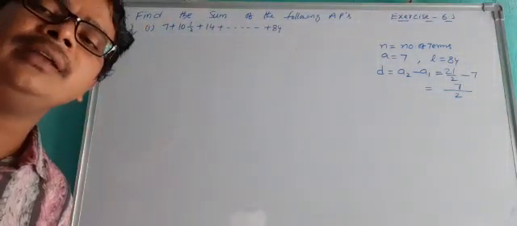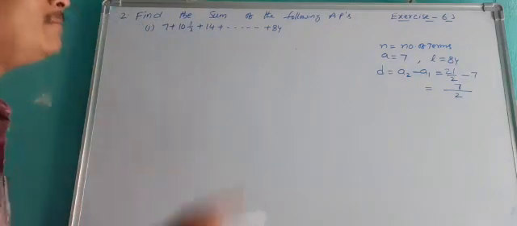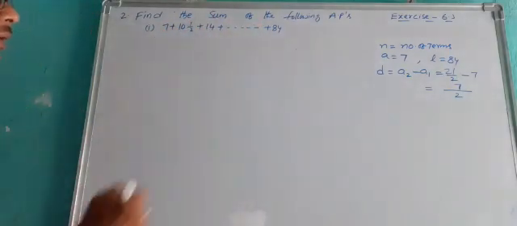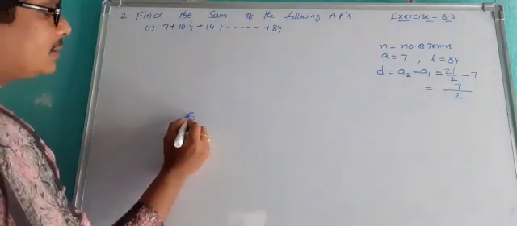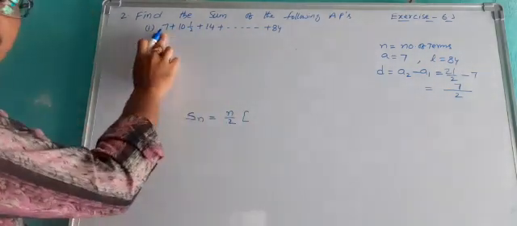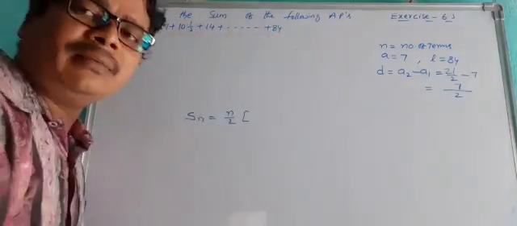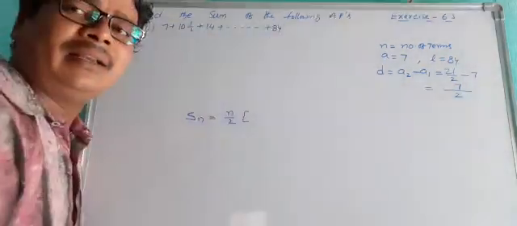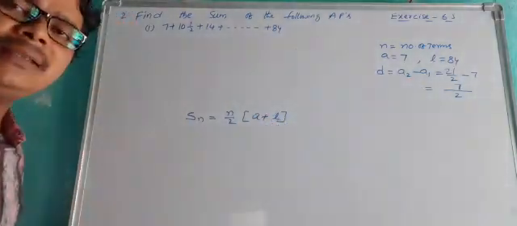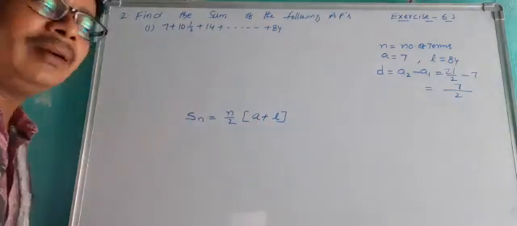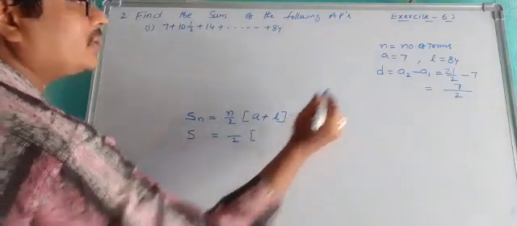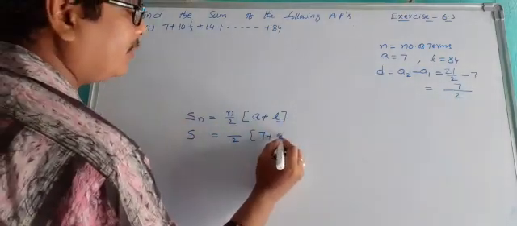What do we want? We want to find the summation of terms from 7 to 84. That means we have to find Sn equal to n by 2 into, do you know the first term? Yes, 7. Do you know the last term? Yes, 84. That means a plus l, first term plus last term. So n by 2 into first term a plus last term 84.